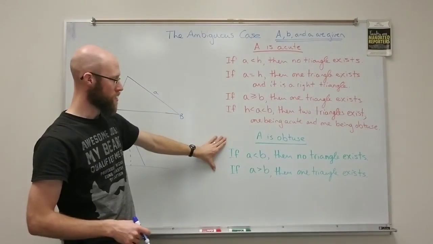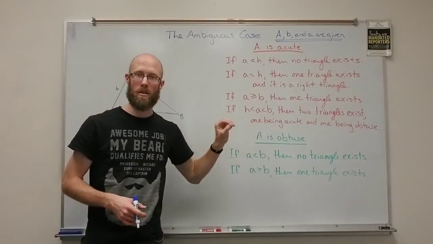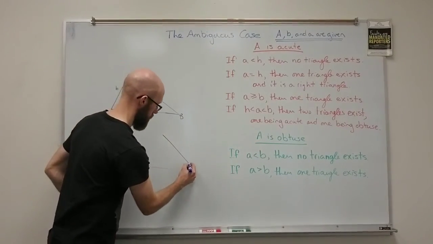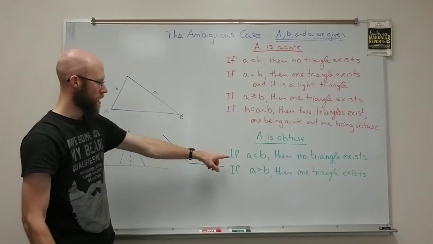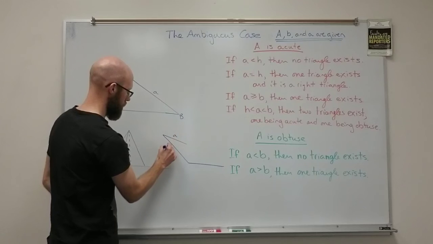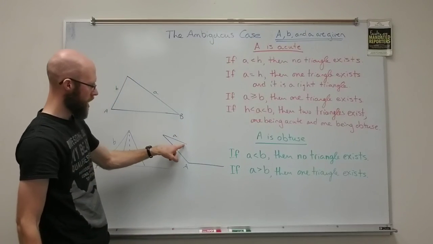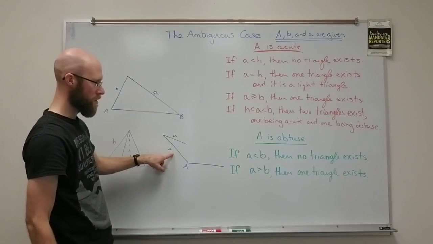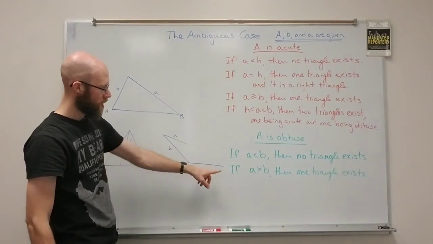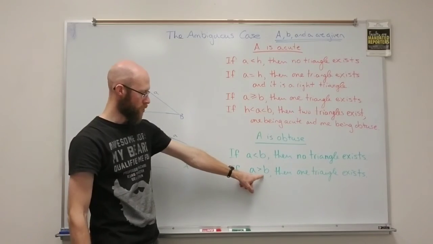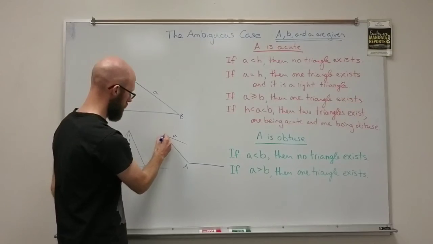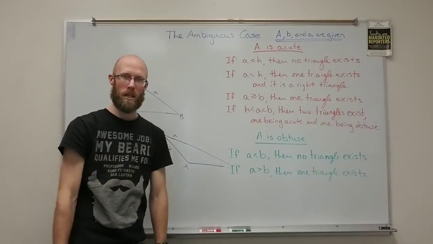Then here, when A is obtuse, not acute, if side A is less than side B, you get no triangle because it can't reach all the way down to side C. And if A is greater than B, then you get one triangle, and it does reach down, and you can get that to work out.